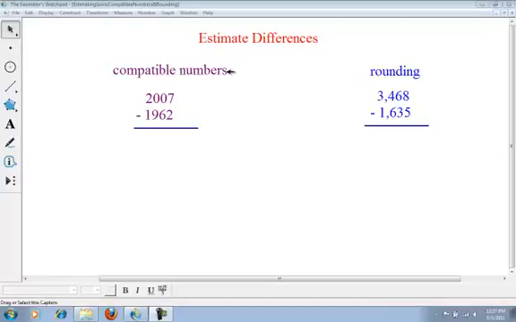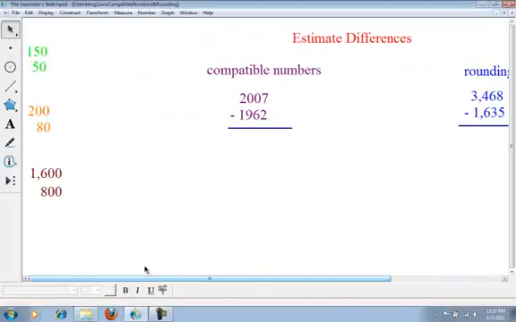Now let's review compatible numbers again. We talked about those last week. We said that compatible numbers are numbers that work well together and are easy to do quickly in your head. So let's look over here. Remember 150 and 50, those are compatible numbers because I can easily subtract 50 from 150 without even writing it down, and I'll know that the answer is 100.